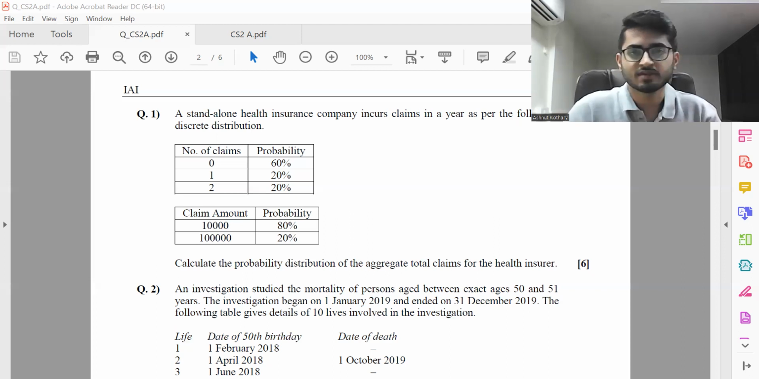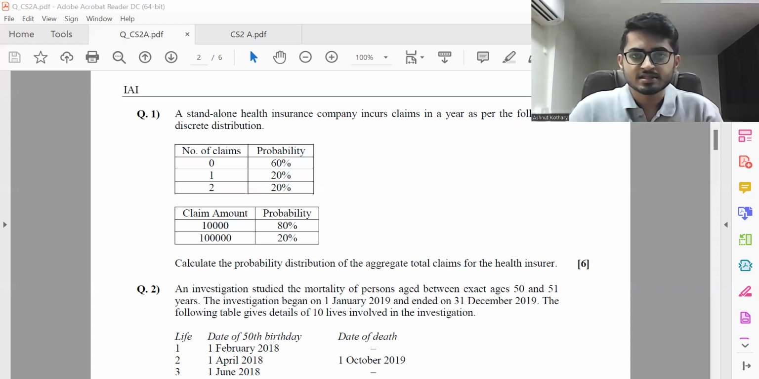As soon as your exams are over for this July session, do start with your preparation for the December session. Now, overall, with respect to the difficulty of the paper in CS2 A this time, I will say overall the paper was easy.